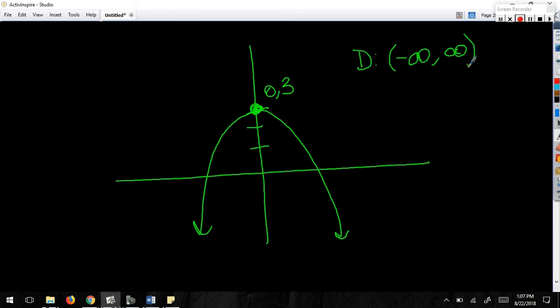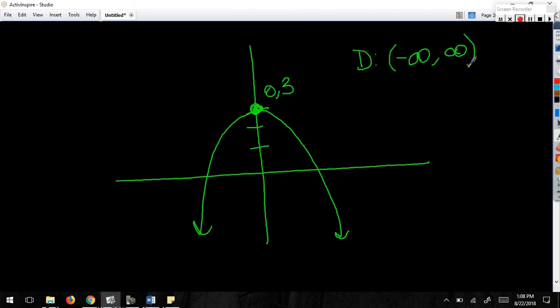But I want you to be able to think it through because we're going to graph lots of stuff in here. It's not always negative infinity to infinity. We're going to graph cubics and quartics and all types of fun stuff.